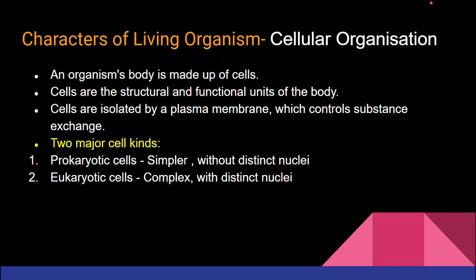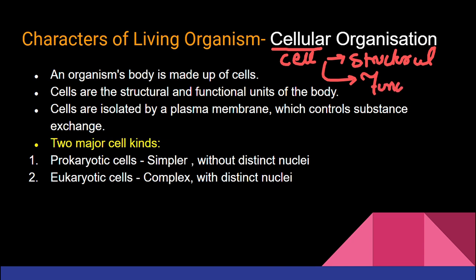When I talk about cellular organization, I should understand I'm talking about the cell. What is a cell? A cell is the structural and functional unit of life. Why am I saying structural and functional unit of life? Because basically the cell is the one making the structure, and we are able to perform functions due to the presence of the cell, right? So the cell is the structural and functional unit of life.